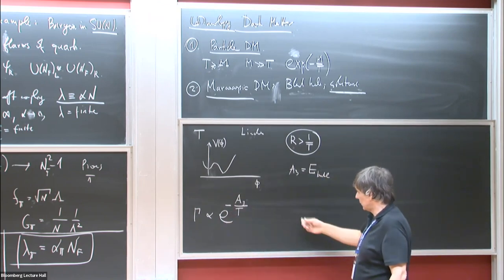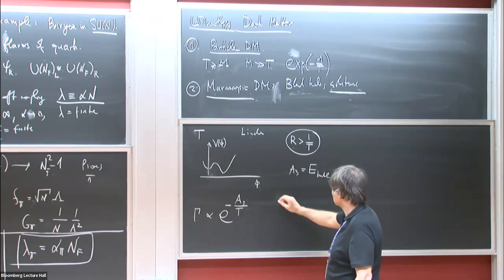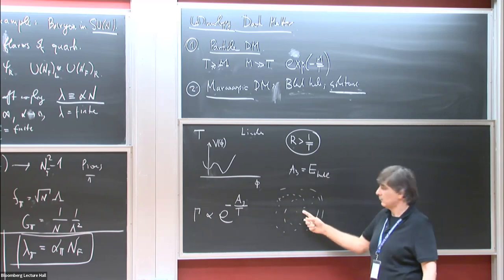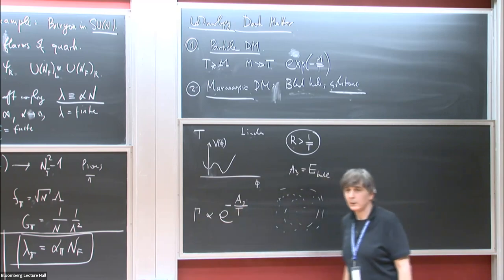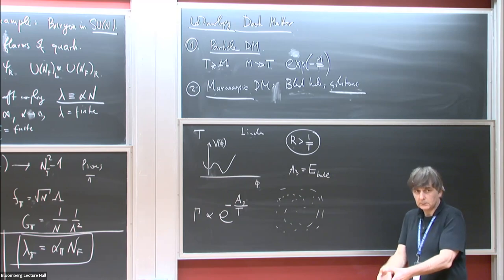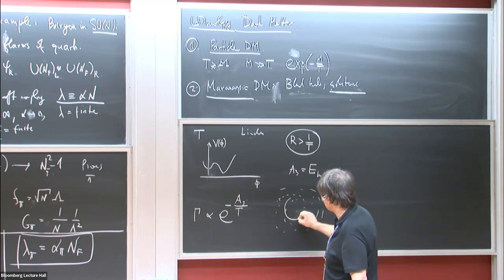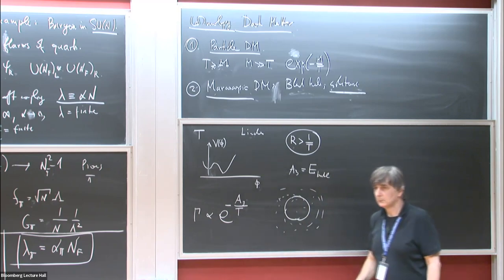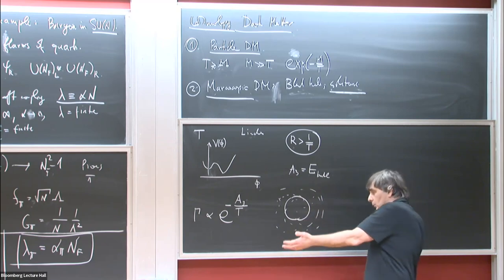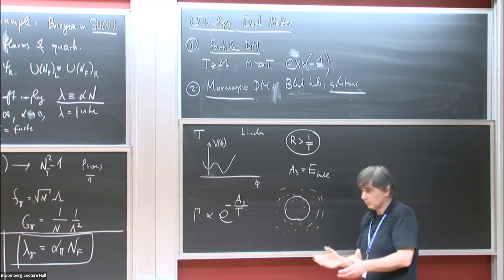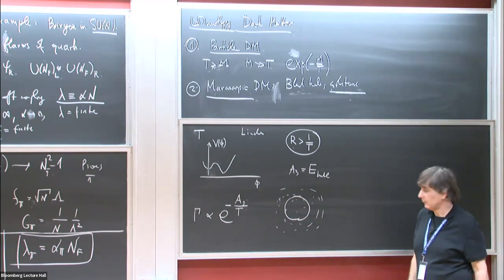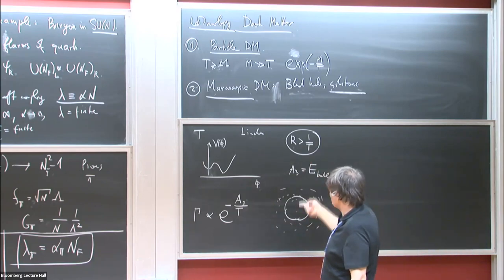So what is the situation? We have a thermal bath, and in this thermal bath we are looking for a soliton to materialize, a soliton of certain size R. I'm looking for a soliton which is optimal, because of course larger ones are suppressed. So there is some optimal soliton, which in this formalism is described as a critical bubble of this radius R.